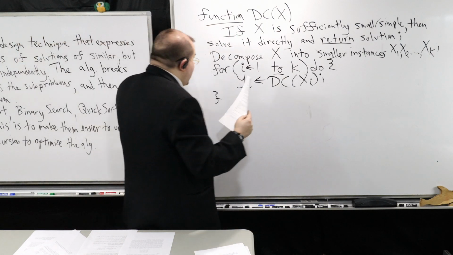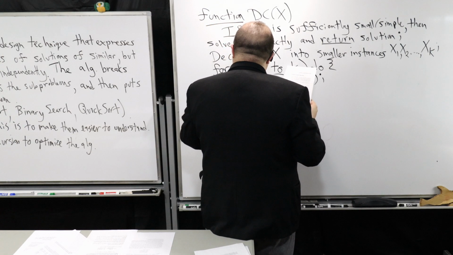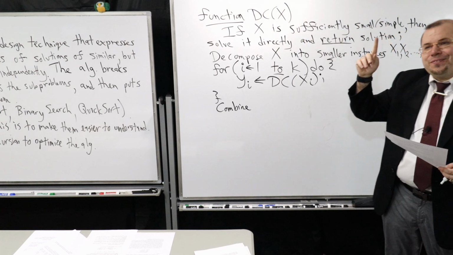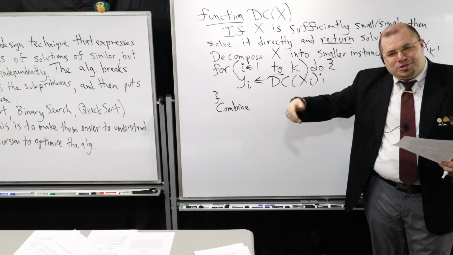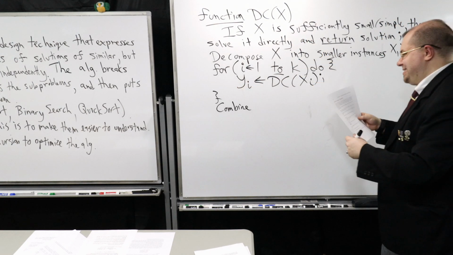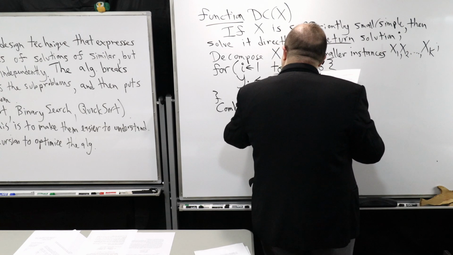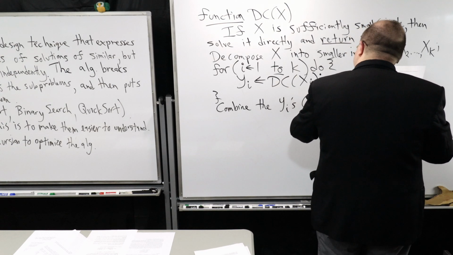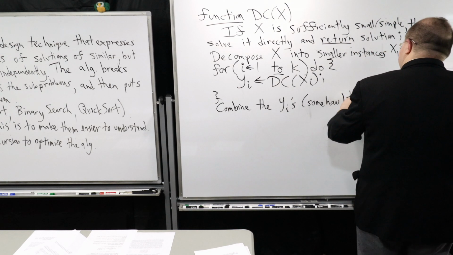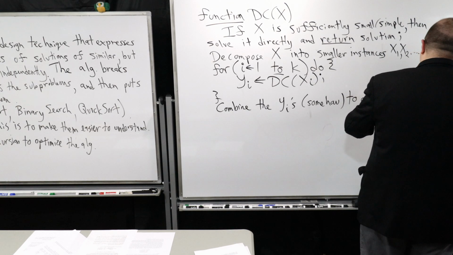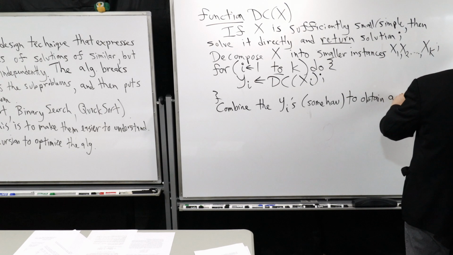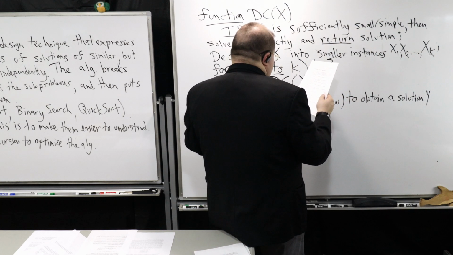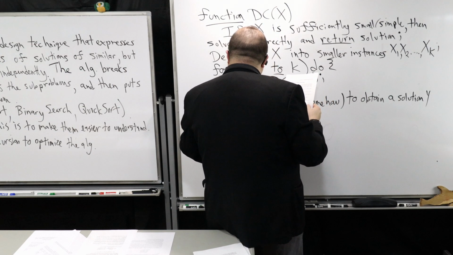Then all I do is combine the yi's somehow. I must stress that you don't actually have to combine solutions. If you only have one solution, like in binary search, it's not very interesting. So combine the yi's somehow. Like I said, I'm trying to be very broad here. Somehow to obtain a solution y for x. And then you just simply return y.